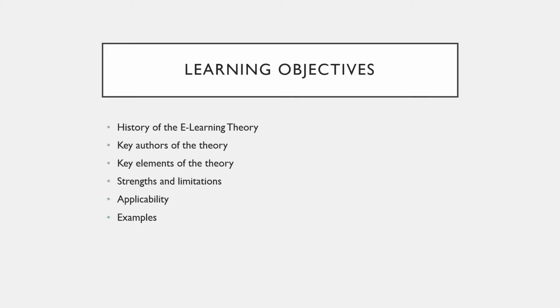The presentation has several learning objectives and will include the following components: the history of the e-learning theory, key authors of the theory, key elements of the e-learning theory, strengths and limitations that arise when using e-learning, how the e-learning theory applies to today's classrooms and workplaces, and a few examples of the e-learning theory in action.